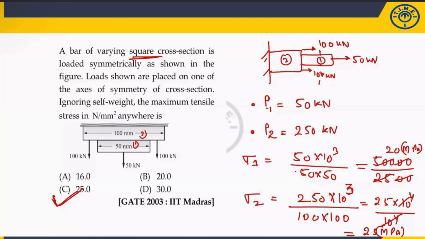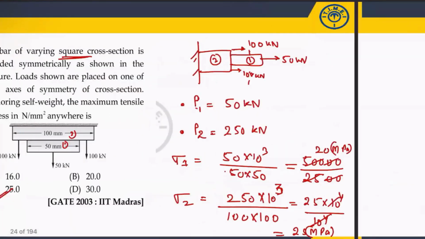Is it clear, this problem? Yes, sir. So the only mistake the student will make is that they will not consider this particular load. Even this problem, whatever I have discussed, I am just considering it as horizontal. They just rotate it in this direction. So the correct answer for this question is option C.